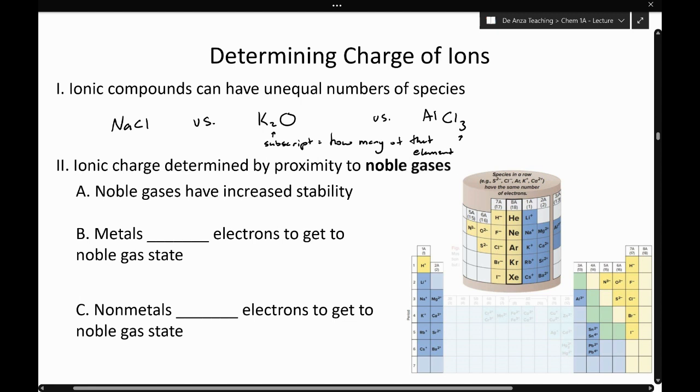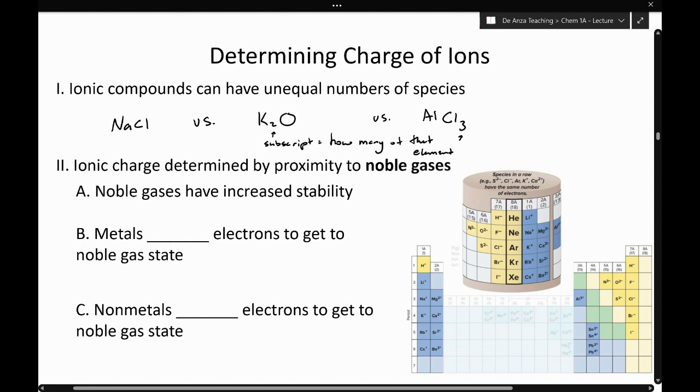And so the way that we can determine what that charge is, we can look at the proximity of each of our elements to the noble gases. And so in that last video, we talked about the noble gases are known to have increased stability. And that's due to the number of electrons they have, as well as how those electrons are configured or located. There's this high stability with the configurations of these noble gases.